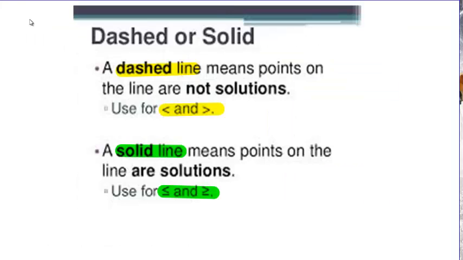First thing you have to know when graphing a linear inequality is whether you're using a dashed line or a solid line. We use a dashed line to represent that the points on the line are not solutions to our linear inequality. We use this dashed line whenever we have less than or greater than, either strictly less than or strictly greater than. A solid line means that the points on our line are solutions to our linear inequality, and we include those. We use that for less than or equal to, or greater than or equal to. Either of those two symbols tells us that we're going to be using a solid line when graphing our linear inequality.